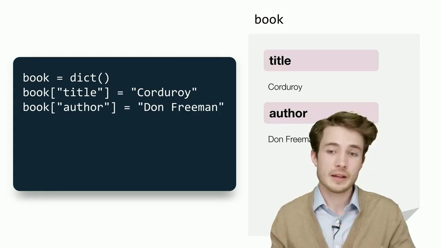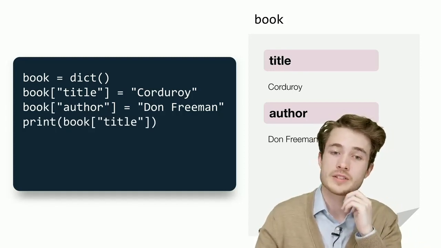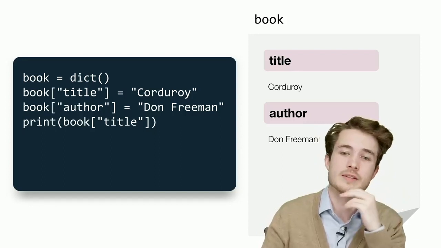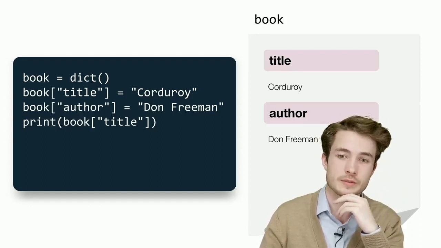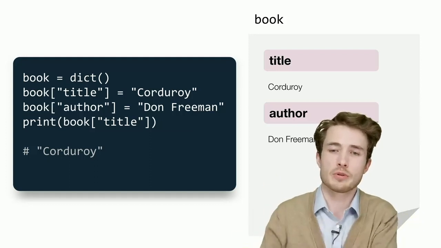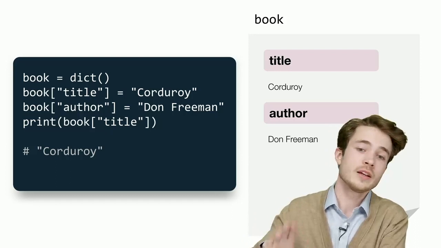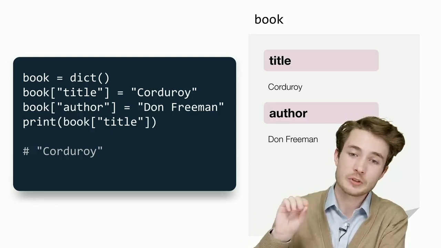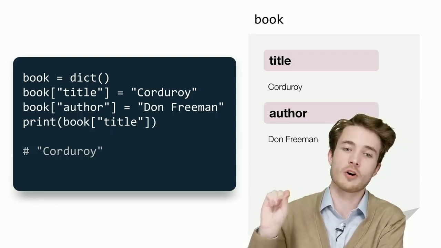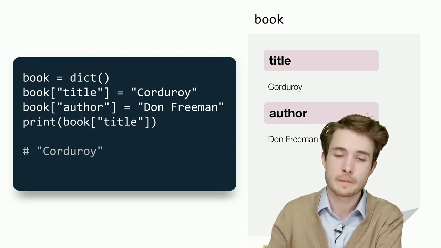Now, if I want to get back some value from my dictionary, I could do this. I could say book bracket title and print it out. And what would I get in this case? What do you think? Well, I might get Corduroy. I would see Corduroy printed out to the screen down below. That's because saying book bracket title is saying look for the value associated with this key called title inside this dictionary that we're calling book, right?